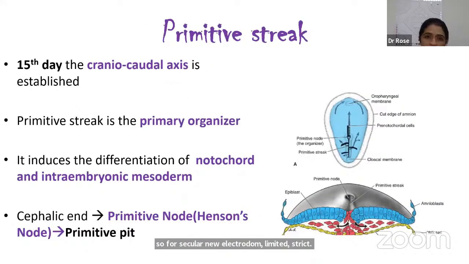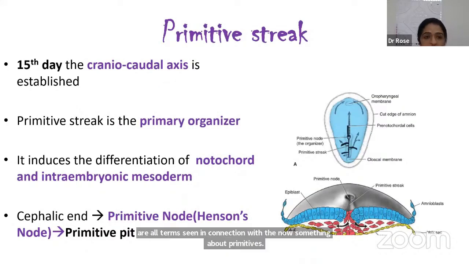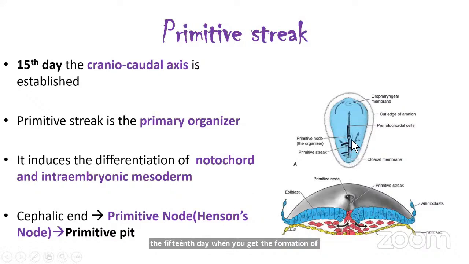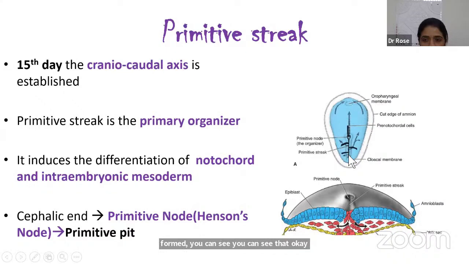Now something about the primitive streak, very, very important. When is it formed? It is on the 15th day that you get the formation of the primitive streak. And once the primitive streak is formed, you can say, okay, this is the head end of the embryo, this is the tail end of the embryo. So only after the formation of the primitive streak can you identify the craniocaudal axis of the embryo.